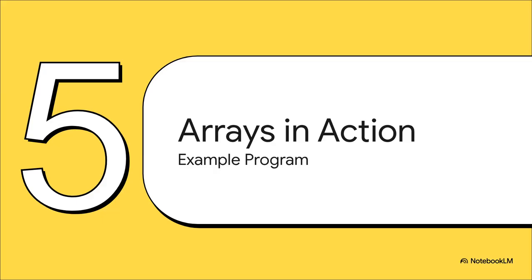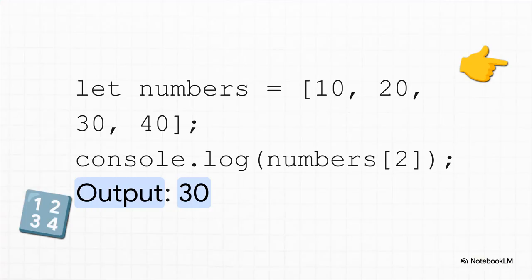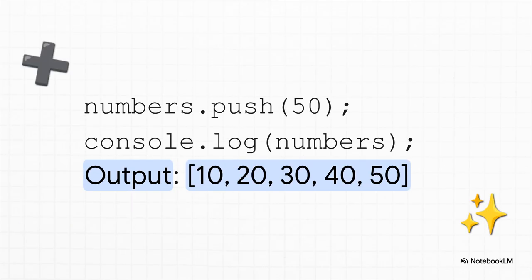All right, enough theory. Let's see this stuff in action with a real example. So here we have an array of numbers. If we ask the code for numbers[2], what are we going to get? Well, let's remember our big rule, 0 indexing. So index 0 is 10, index 1 is 20, which means index 2 has to be 30. And there's our output.